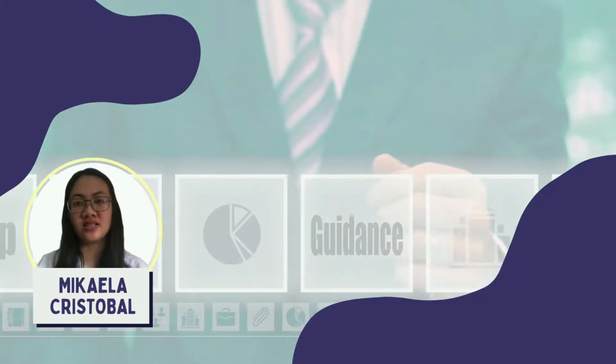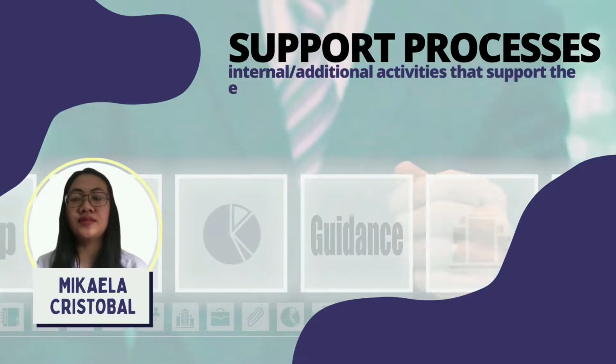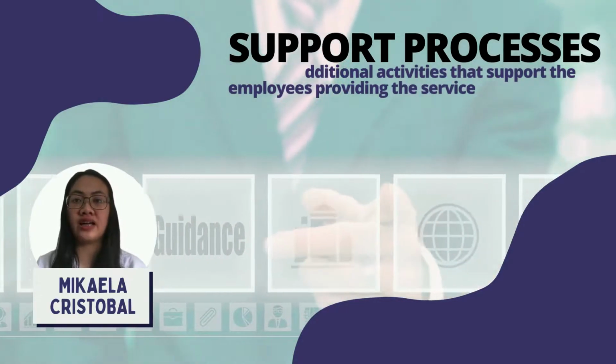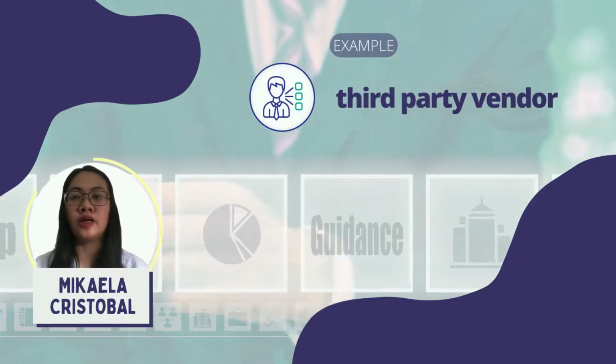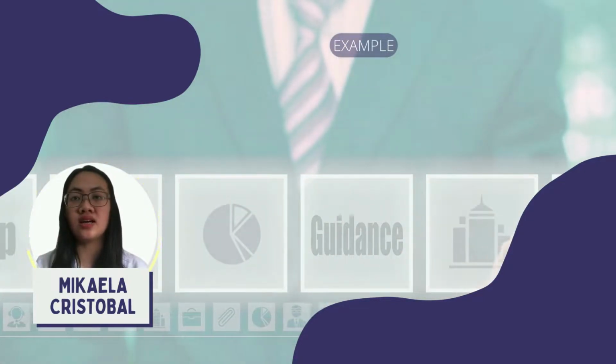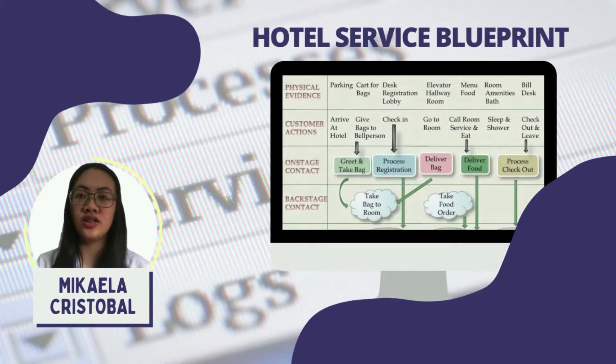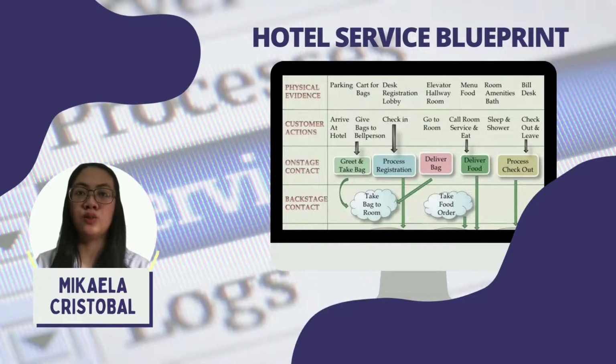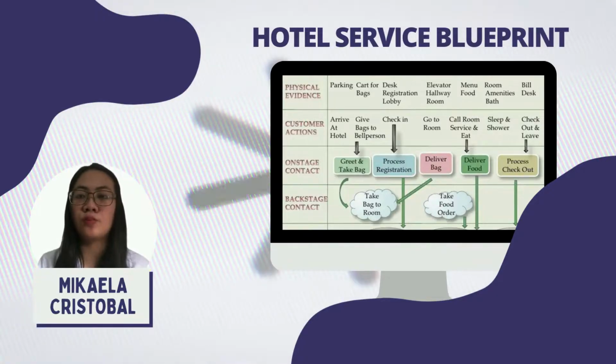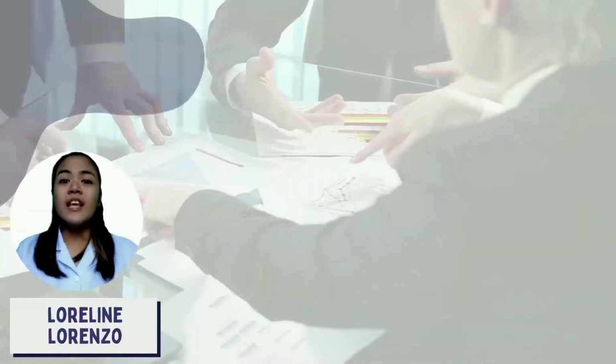The last one is support processes. These are the internal or additional activities that support the employees providing the service. For example, third-party vendors who deliver supplies, a carrier service, equipment, or software used. The figure shown is an example of a service blueprint, specifically a hotel service blueprint, and it includes the components of a service that is being mapped out.